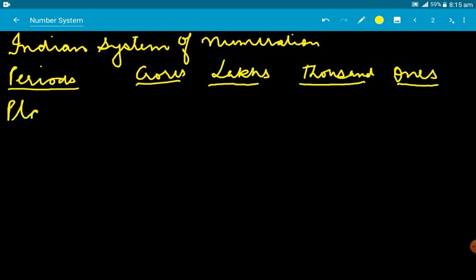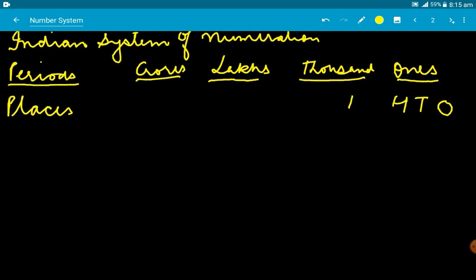Now, what places come under these periods? In ones period, there are three places: ones, tens, and hundred. In thousands period, there are two places, that is 1000 and 10,000. In lakhs, there are two places, lakh and 10 lakh. Same in crore, there are two places, crore and 10 crore.